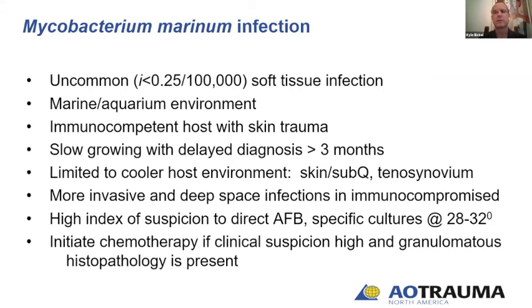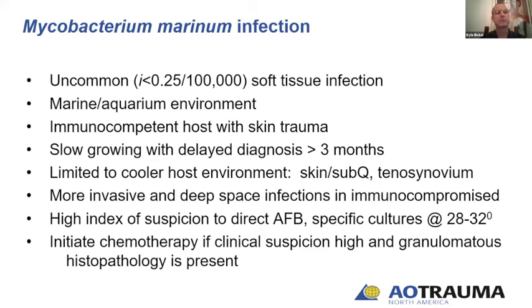So I want to talk a little bit about the atypical mycobacterial infections in the hand, Mycobacterium marinum being the most common of them. It's still an uncommon infection. The incidence is only 0.25 out of 100,000 population. And it typically occurs from a marine or aquarium environment. People who work in the ocean, people who have boats, people who clean barnacles off of their boat, but very often people who simply have an aquarium at home that they maintain.